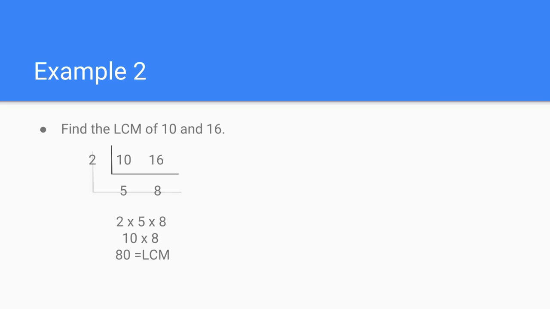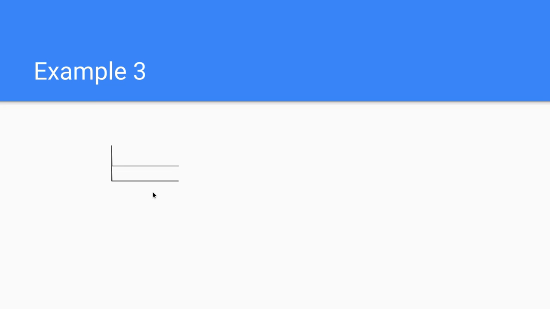And before we move on to the other example, one thing I want to say real quick is that making an L along the outside numbers and the bottom numbers for LCM helps people remember which numbers to use. So our next one, we want to find the LCM of 8 and 20.